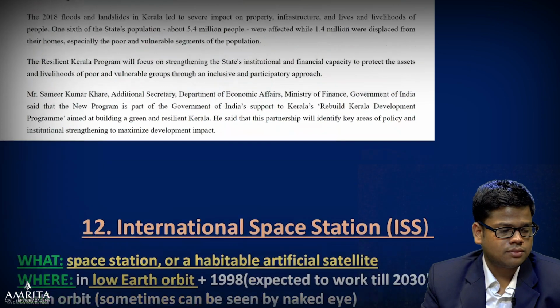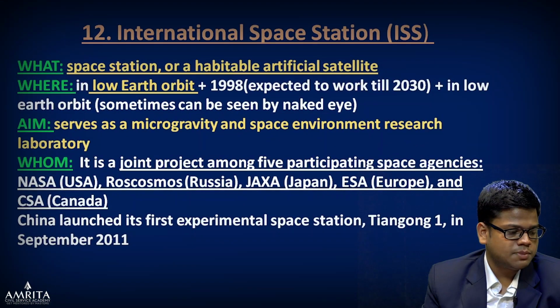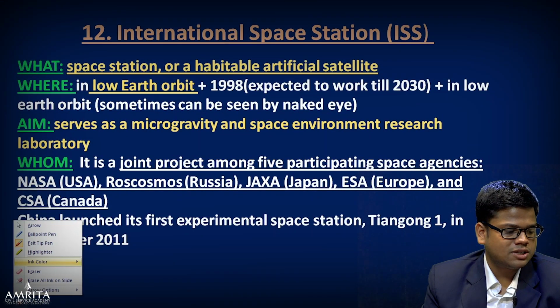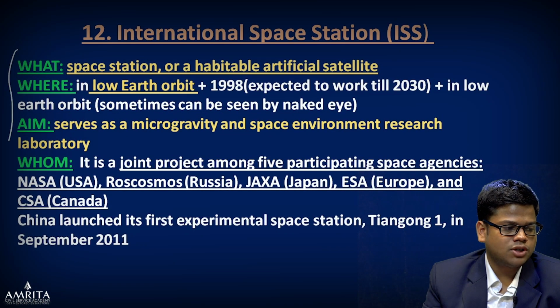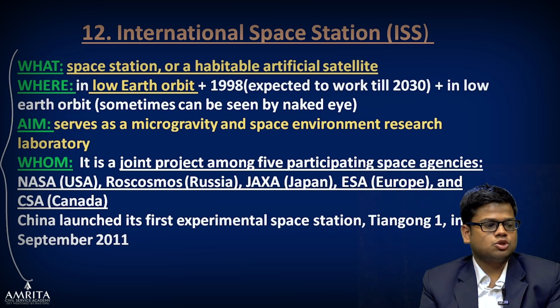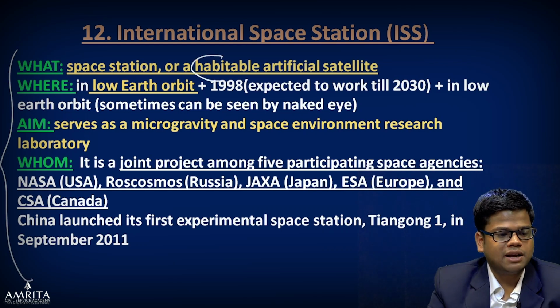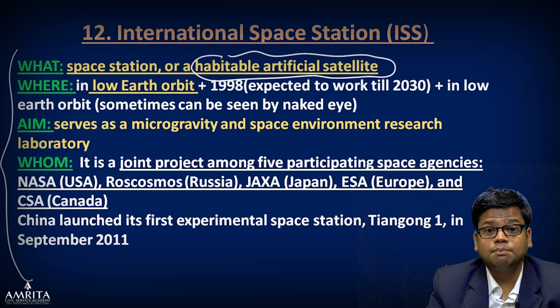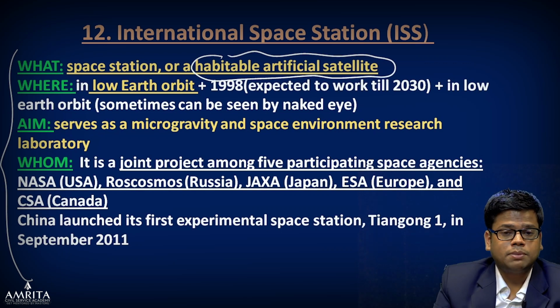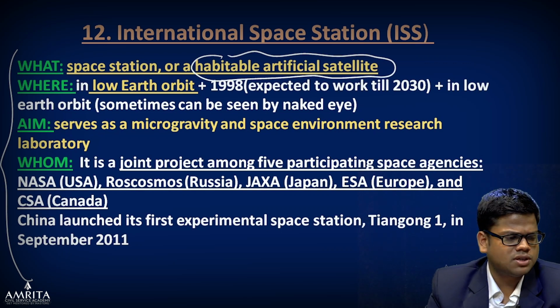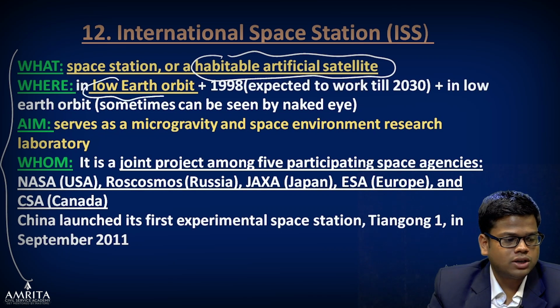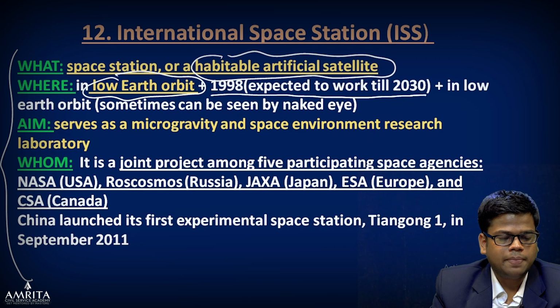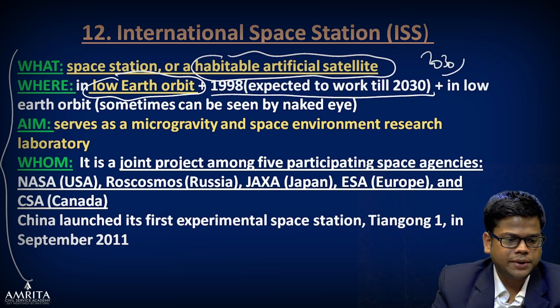Next is some space news, that is the International Space Station. Now India is also planning to have its own space station. So what is a space station? It is a habitable artificial satellite where people can go and live. You must have seen some of the images, really good images. It is in low Earth orbit, launched in 1998 and expected to work till 2030.